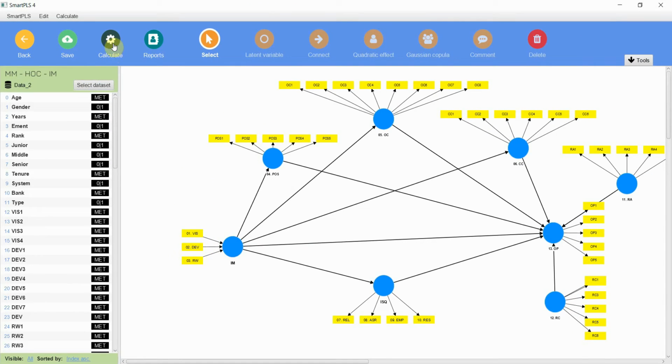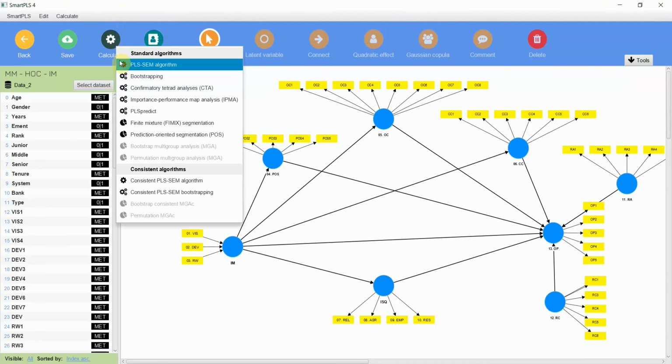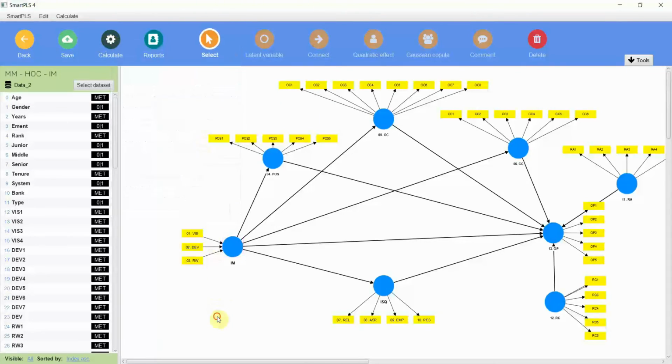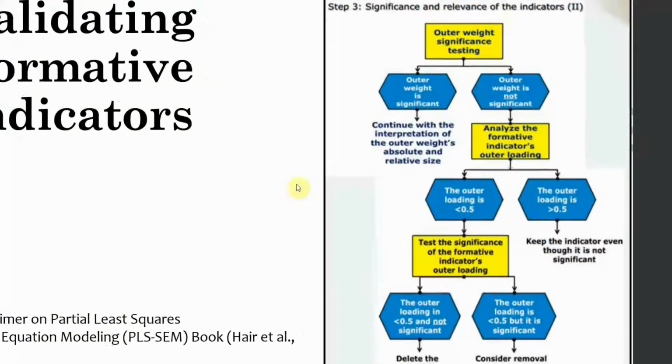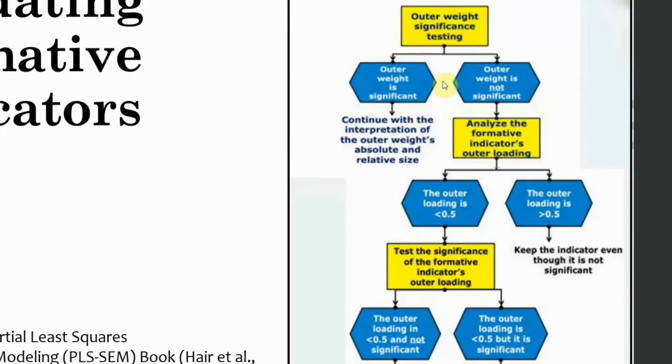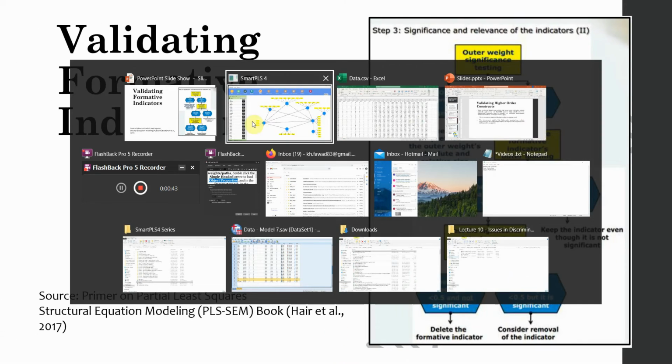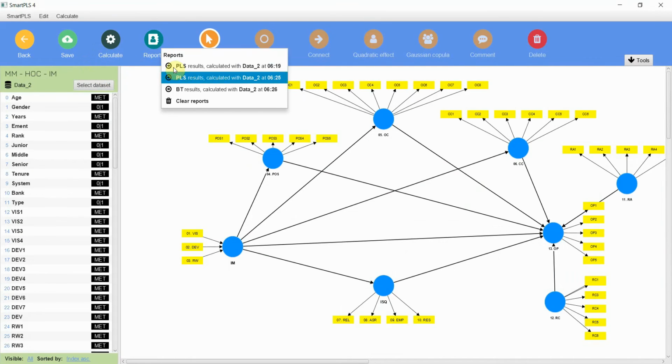Again, the first step is to check the VIF values. To do so, you need to go to the PLS-SEM algorithm, and the next step is to check the significance of outer weights and then the loadings. So if the outer weights are not significant, check the outer loadings. If outer loadings are greater than 0.5, you are good to go. If they are less than 0.5, check the significance of outer loadings, and here are the significance of outer loadings.